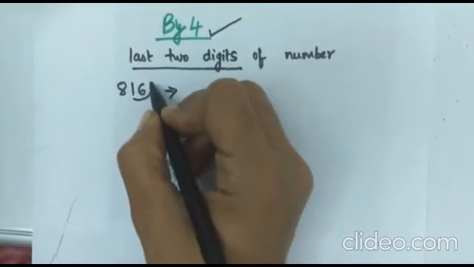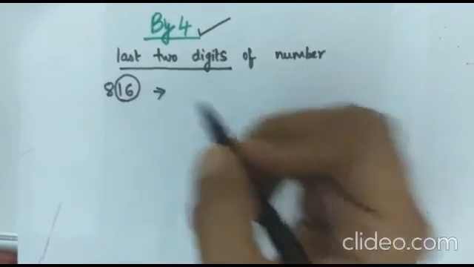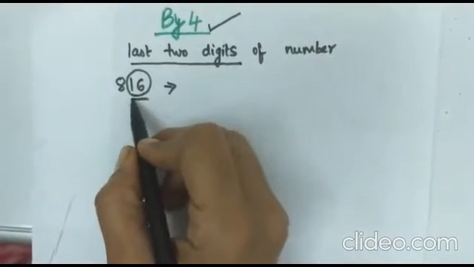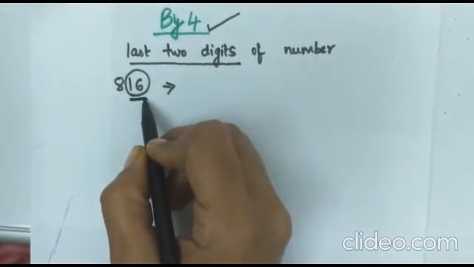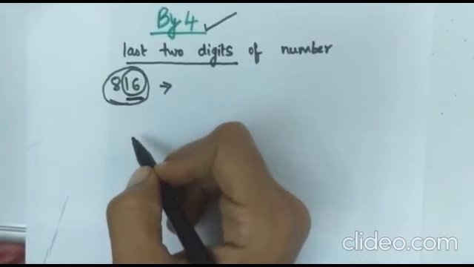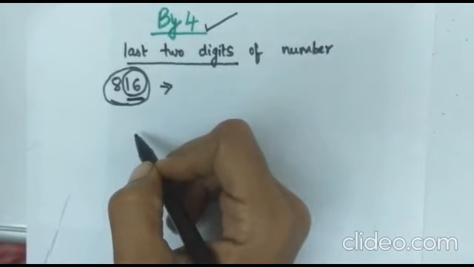See the last 2 digits. Only the last 2 digits you will see, children. The last 2 digits are divisible by 4. 16 comes in the table of 4. So the whole number will be divisible by 4.